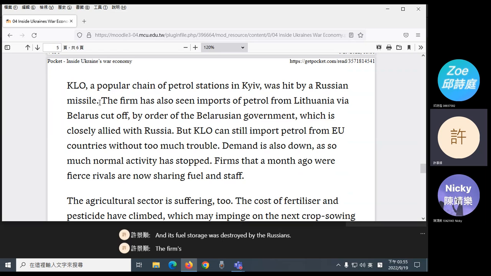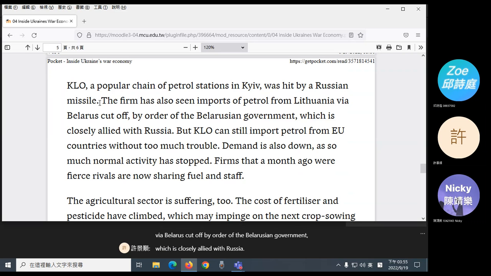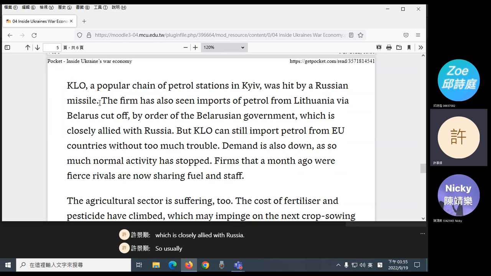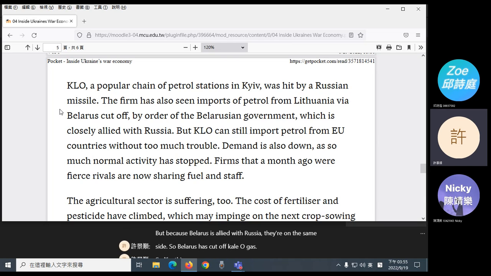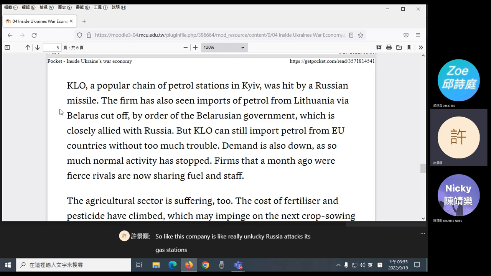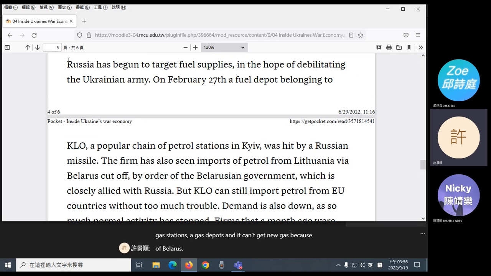The firm KLO has also seen imports of petrol from Lithuania via Belarus cut off by order of the Belarusian government, which is closely allied with Russia. So usually KLO imports some of its gas from Lithuania, and the gas travels through Belarus. But because Belarus is allied with Russia, they're on the same side. So Belarus has cut off KLO's gas. So like this company is like really unlucky. Russia attacks its gas stations, gas depots, and it can't get new gas because of Belarus. So these are some examples of Russia targeting fuel supplies.